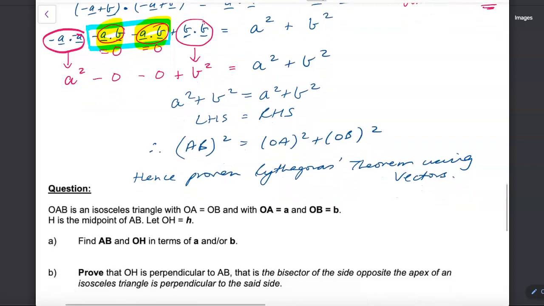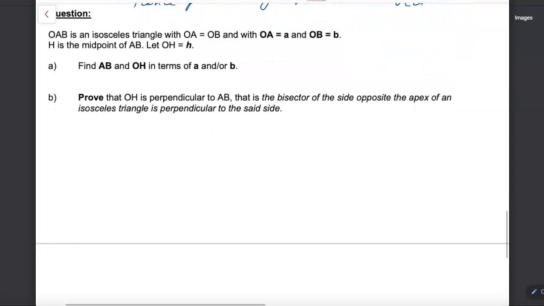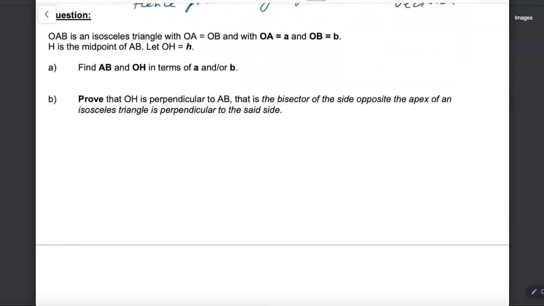So now it's your turn. I'd like you to have a go at the following question about triangle OAB, which is an isosceles triangle. So see if you can construct a diagram of this triangle, giving you a hint that I would put vertex O at the top, and see if you can prove that OH is perpendicular to AB.